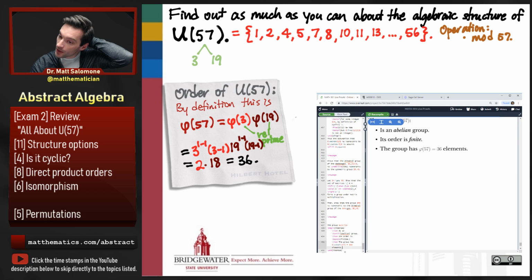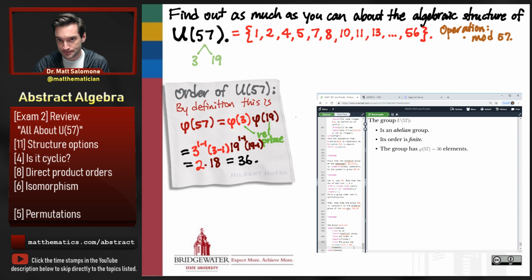There we go. So now we actually know one more piece of information about this group. It's a finite abelian group, and its order is 36. That was something that we would have wanted to be able to determine back in Standard Number 4, right? How many elements are there in this U group? There's 36.